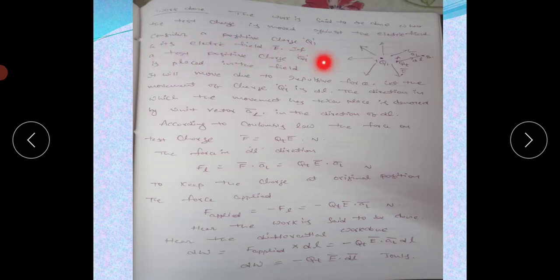If a test charge Qt is placed in the electric field E bar, it will move due to the repulsive force. If these two charges are the same type of charges, then due to repulsive force this test charge moves from its original position. Let the movement of charge Qt be dl. So Qt moves a distance dl. Initially it is at point A, now it is at point B. So the distance between point A and point B is dl, and this dl direction is al bar.